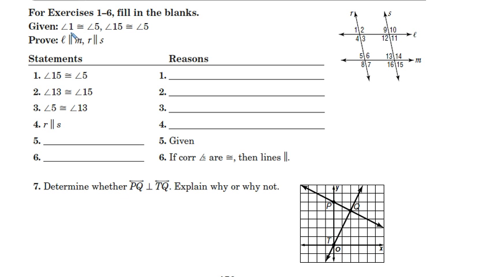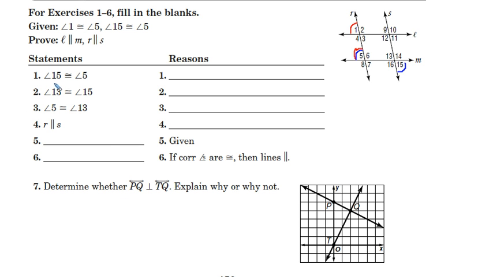We're told that angle 1 is congruent to angle 5, angle 15 is congruent to angle 5. We're to prove that L is parallel to M and R is parallel to S. Okay, well, let's point out what we know is congruent. They tell us that angle 1 is congruent to angle 5. They're corresponding angles. And they also tell us that angle 15 is congruent to angle 5 as well. Kind of note that there. So those three angles right there are congruent. They have the exact same measure.